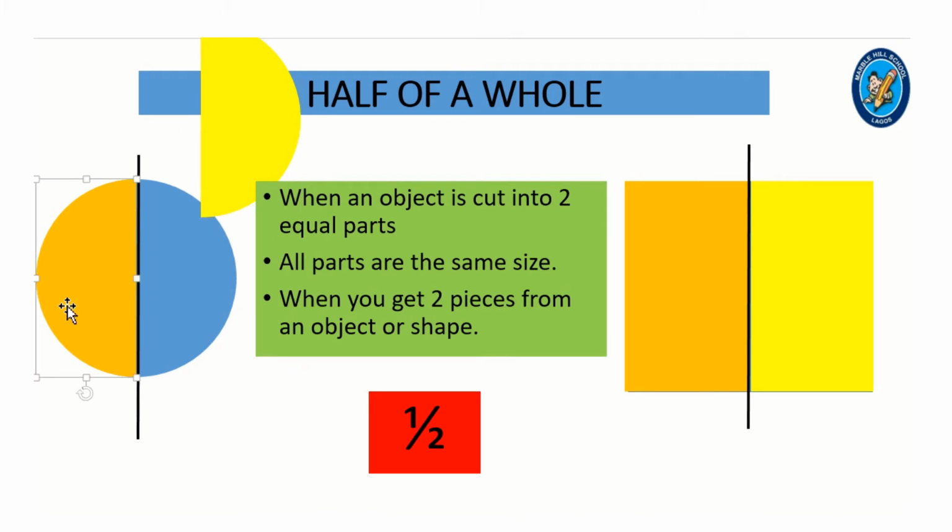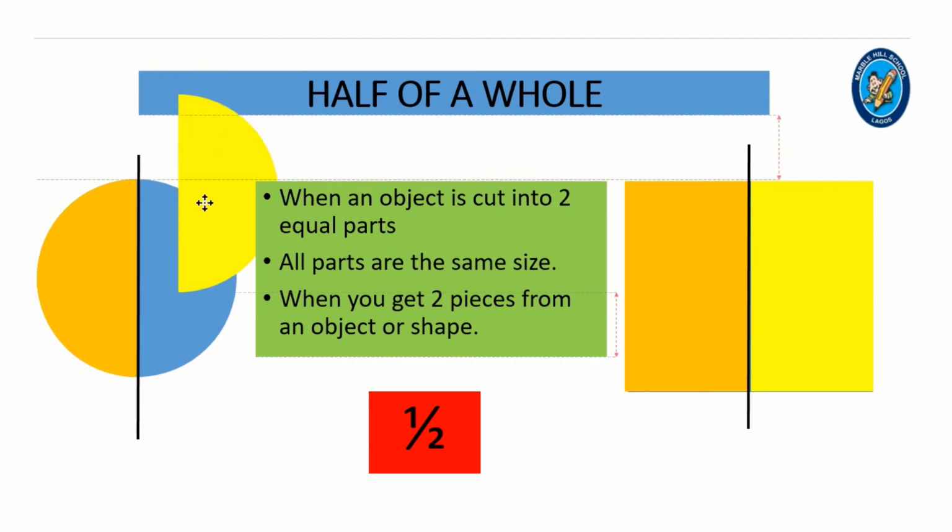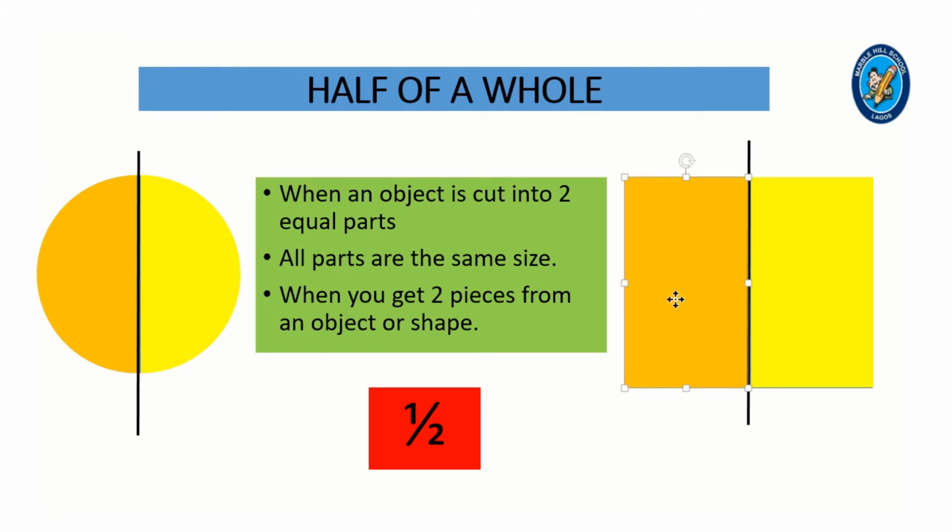So this orange semicircle is half of this blue circle. This yellow semicircle is another half of this blue circle. This orange rectangle is half of the blue square. Let's drop it back. And this yellow rectangle is another half of this blue square. So when you want to write half like a number, you write 1, you give a slant, and you put a 2 at the bottom. Amazing.